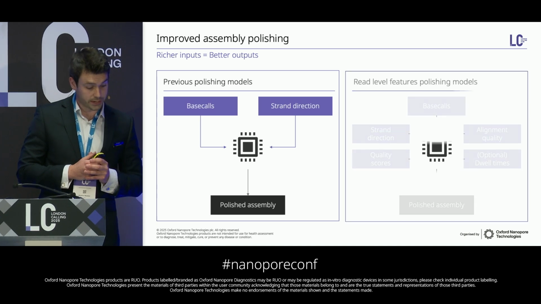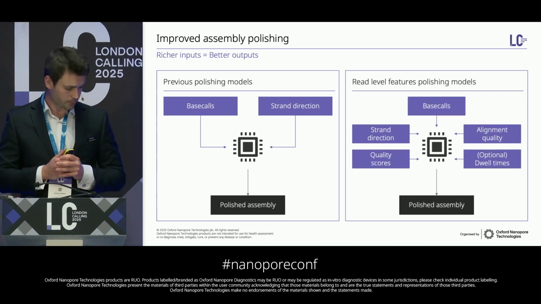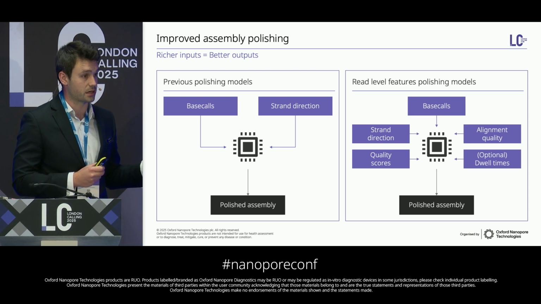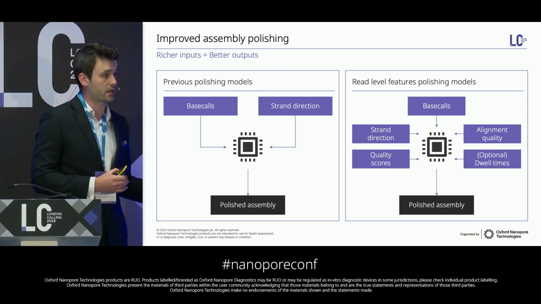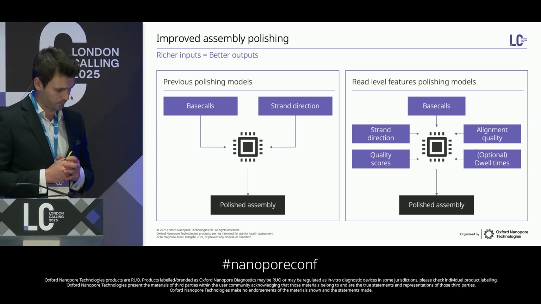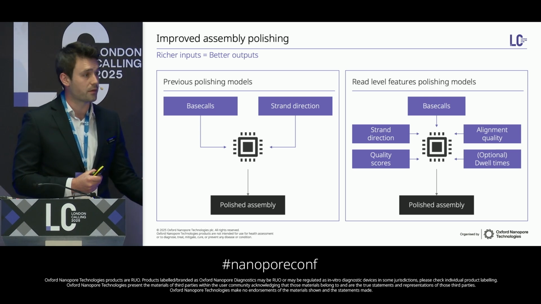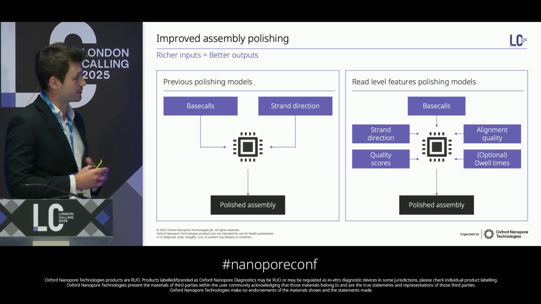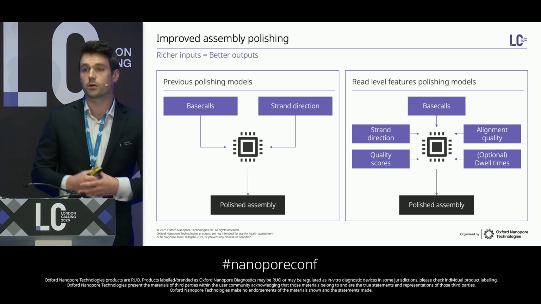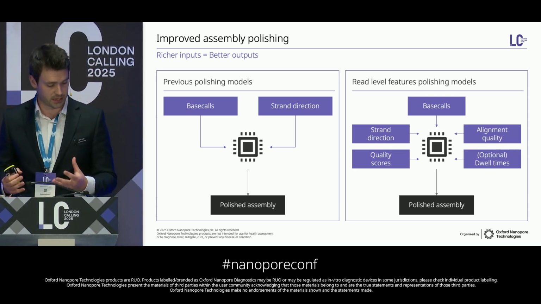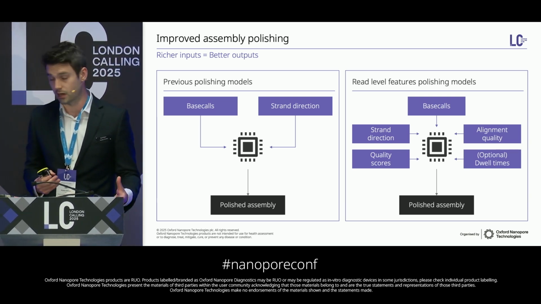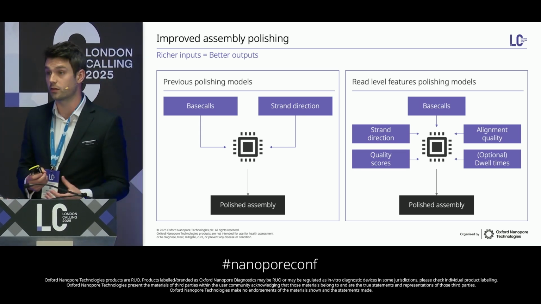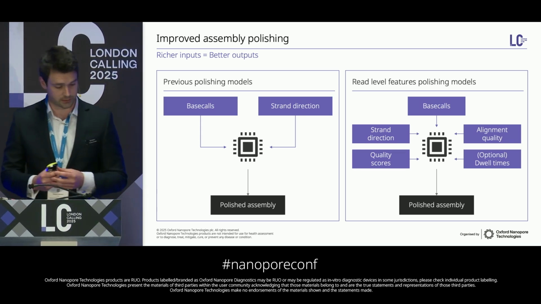So these are our read-level feature polishing models, and the main difference between this architecture and the previous architecture is the type of information about each read that they get access to. So the previous models would just look at the basecalls and strand direction for each read when trying to polish the assembly. These new models have access to a much broader range of information about each read. So they're looking at things, for example, like the quality score, which is a reflection of how confident the basecaller is in the sequence it predicted for each read.